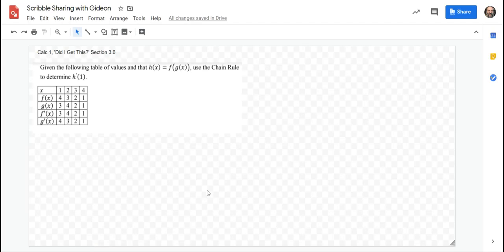So here we've got the Calculus 1 Did I Get This problem for section 3.6. It's the chain rule, but it's actually a very specialized way of using the chain rule. This way focuses on fundamental knowledge. It's less about the computational stuff that the textbook focuses on. So let me help you make the connection between the computational stuff that you know and the more theoretical approach this takes.